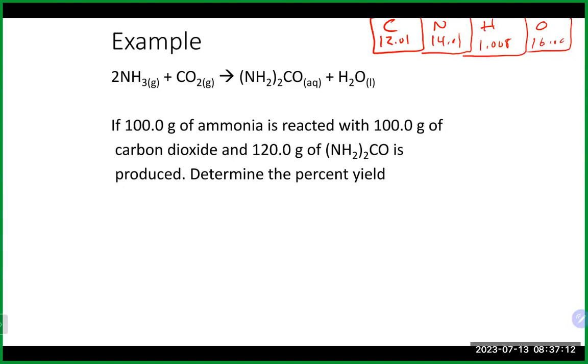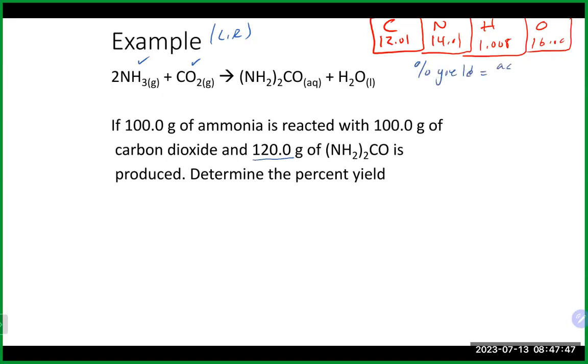Let's take a look at this one. So we have 100 grams of ammonia. We've got 100 grams of carbon dioxide. So once again, we have the grams of each of these starting reactants. That means we can definitely get the moles of each of those. So once again, that is going to tell us this is a limiting reagent type problem. Because of that, we're looking for the percent yield. This is the actual yield here of 120 grams.